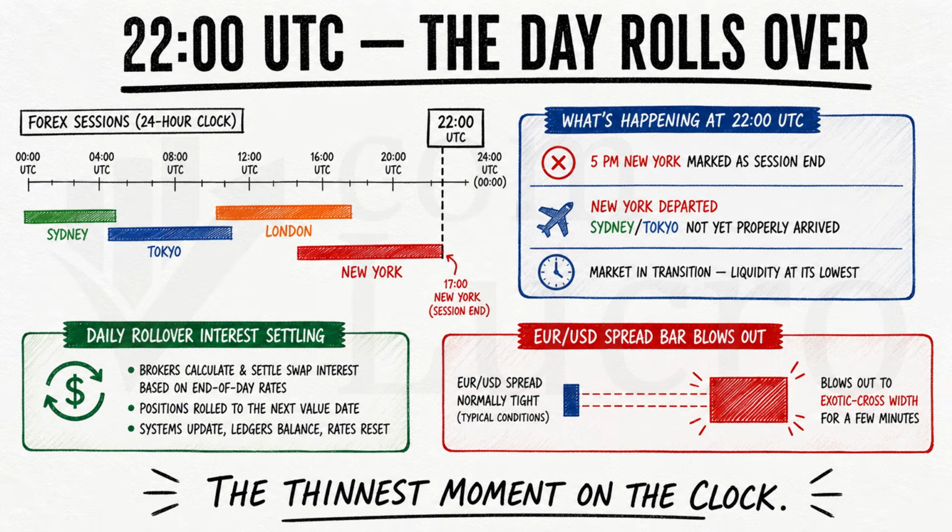And then comes the stretch that deserves its own warning label. At 2200 UTC, 5 in the afternoon in New York, this session ends, and for the next hour or two the market is at its absolute thinnest. New York has left, and Sydney and Tokyo haven't properly arrived. This is also the moment the trading day officially rolls over, when the daily interest we talked about back in the swaps discussion gets settled, and for a few minutes even euro to US dollar, the cheapest, deepest pair on earth, can show you a spread you'd normally associate with some exotic cross.